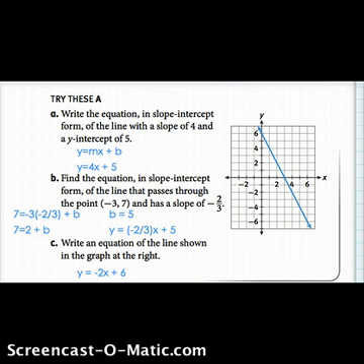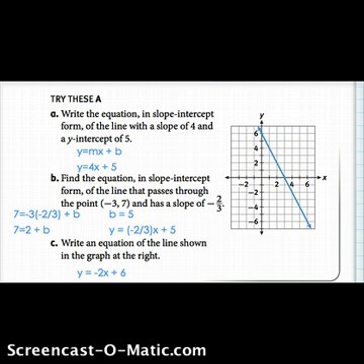I did start with the definition, which is the equation in slope-intercept form. Then I simply replaced the slope 4 for the variable m, and the y-intercept 5 for the variable b, just based strictly on definition. y = 4x + 5 is my final answer.